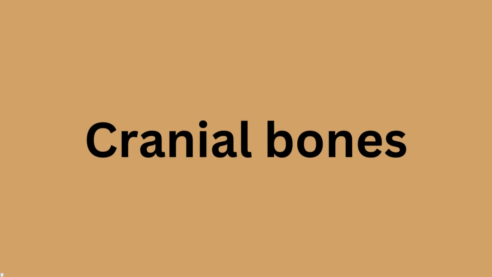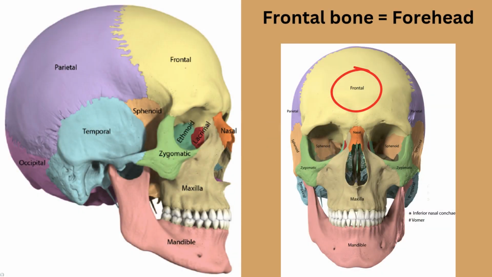We have 8 cranial bones, and out of the 8, 2 are paired bones, and these are the parietal bone and the temporal bone. Starting with the frontal bone, it is found on the forehead as the name suggests. Frontal is located on the front part of your face, and this front part is referred to as the forehead region.